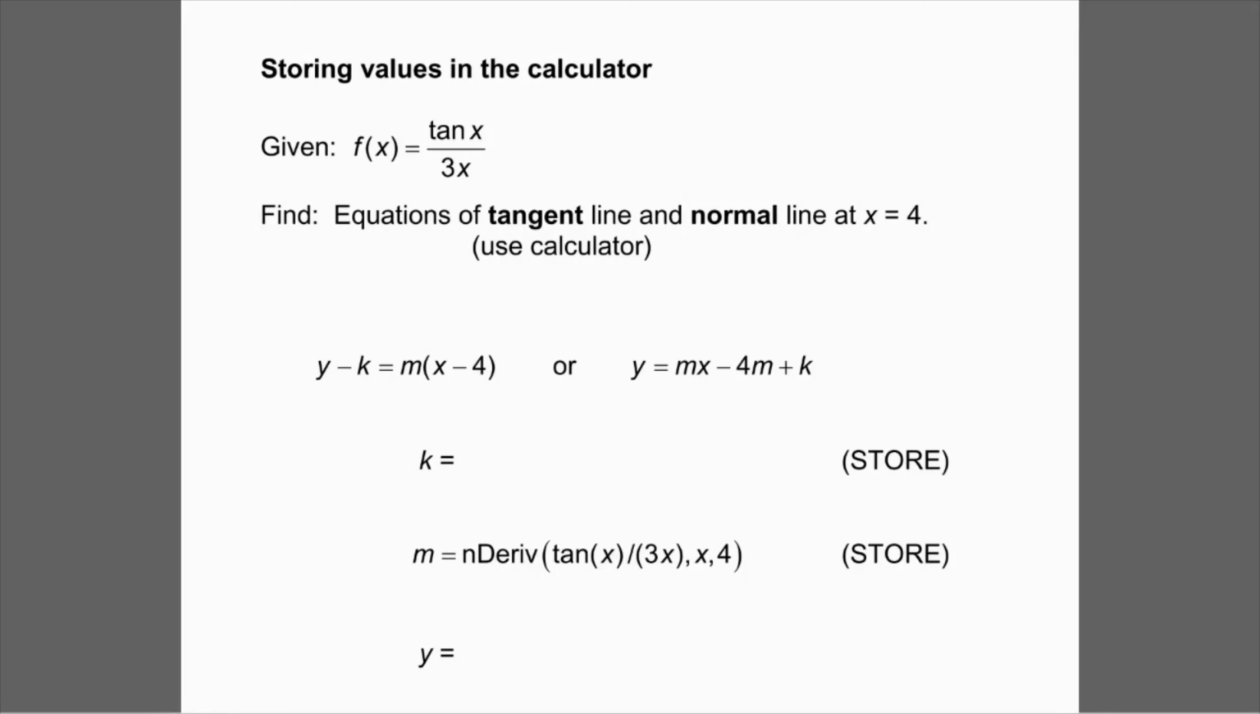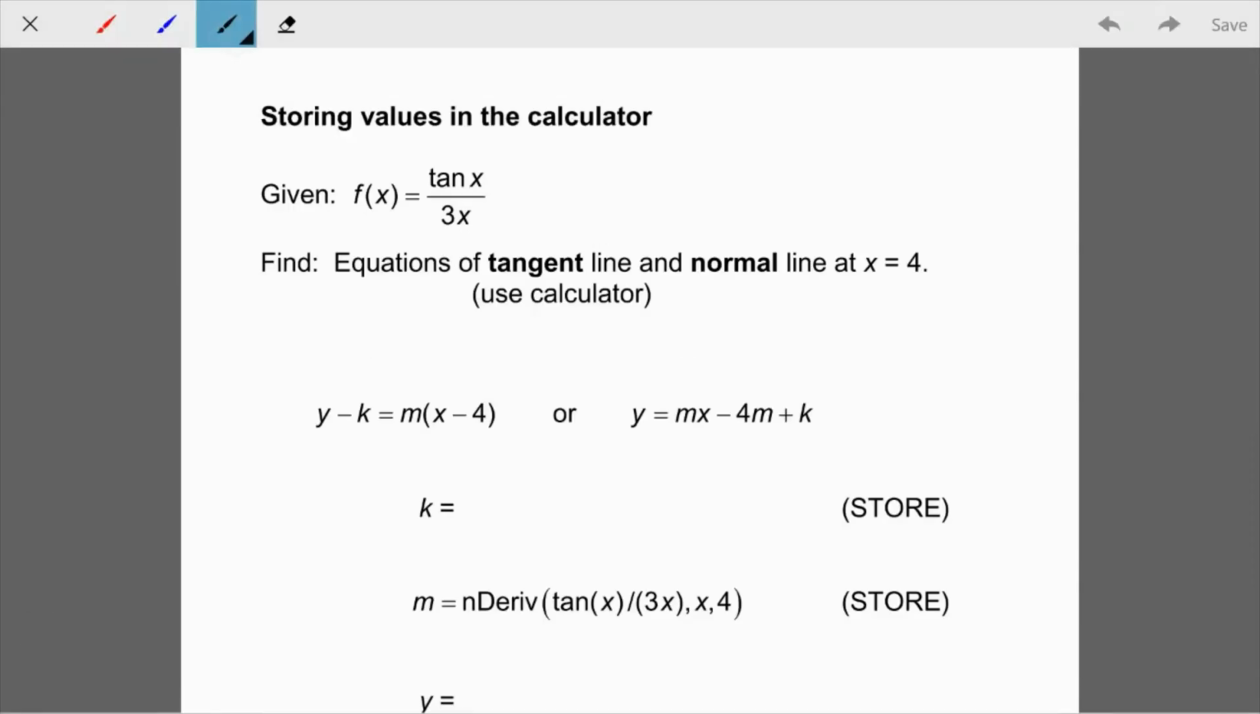So we want to find the equation of the tangent line and the normal line. Now notice the setup that we have here. This is just our standard point-slope formula. y minus k is the slope times x minus 4. We've seen that before. The only thing that's changed here is now we multiplied the m through and then moved the k over to the right-hand side.